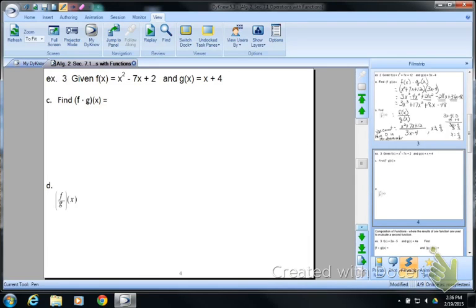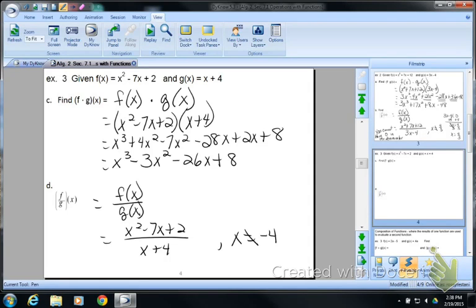Okay, y'all try to do these two examples on your own. f times g of x means f of x times g of x, so check your answer. And then f over g of x means f of x divided by g of x. And then don't forget the restriction. Now this was an easy restriction. You could look at this and say, oh, if x was -4, I'd get a 0 in the denominator, and I cannot have a 0 in the denominator. Therefore, x cannot equal -4. So that's stating the restriction. Any questions on that one?